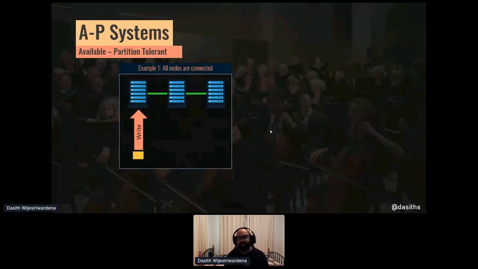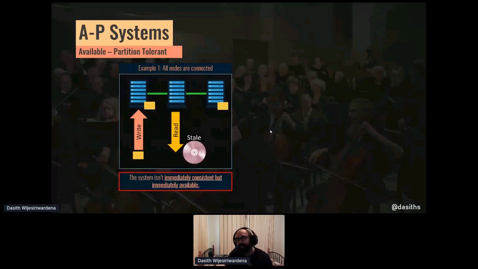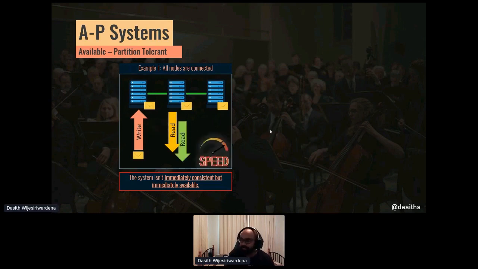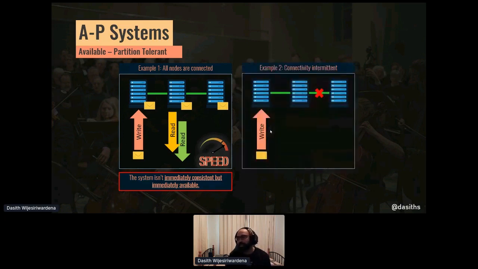Now, let's contrast that to an AP system or available partition tolerance system. So in this scenario, even if that particular update hadn't propagated to a node, the node's still available to be read or written. You'll get stale data, but that's okay. It will eventually have the most recent data. And as a result, it's really fast. We didn't require any sort of orchestration through transactions. So it's much faster than, let's say, a CP system. Similarly, when internet connectivity or network connectivity is lost, it's still okay. We can still have that node functioning with stale data.